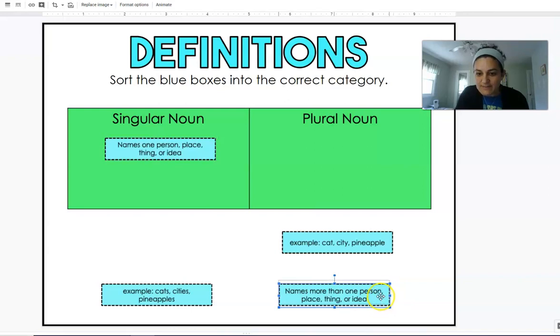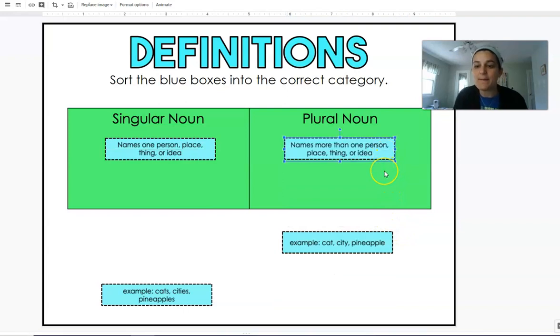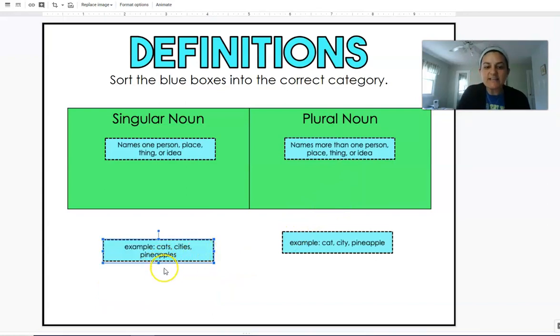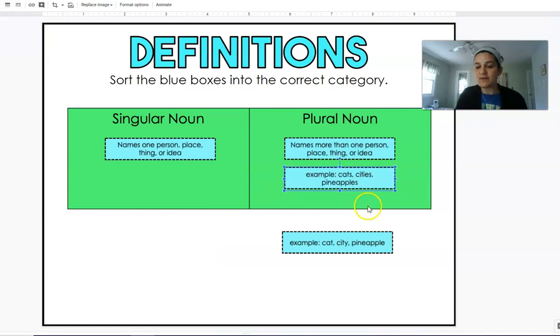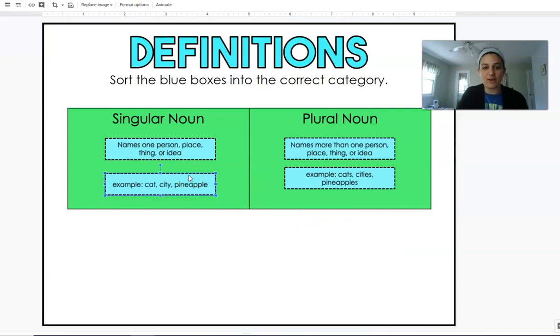But this one says names more than one person, place, thing, or idea. And that would be a plural noun. So down here, I have some examples. This one says cats, cities, pineapples. Okay, when I hear the word cats with that S on the end, that is a signal that there is more than one. So I know that if I'm reading the word cats, cities, or pineapples, those are plural nouns. There are more than one of each. And then the other example is cat, city, pineapple. One cat, one city, one pineapple. Those are singular nouns. So let me put that over there.